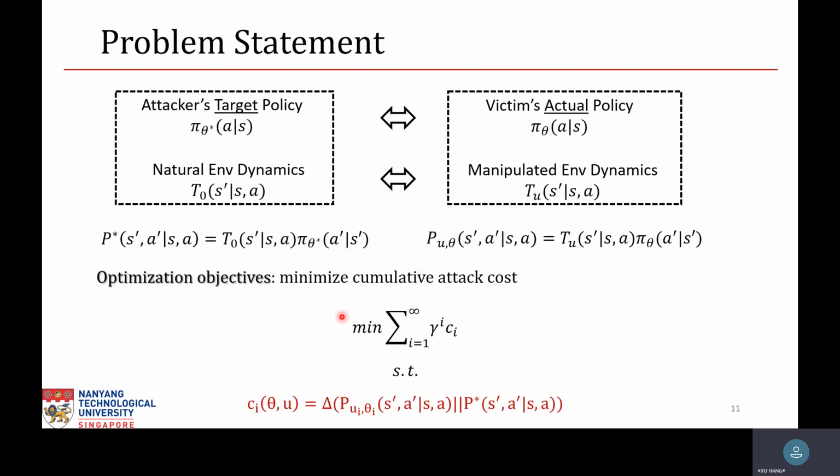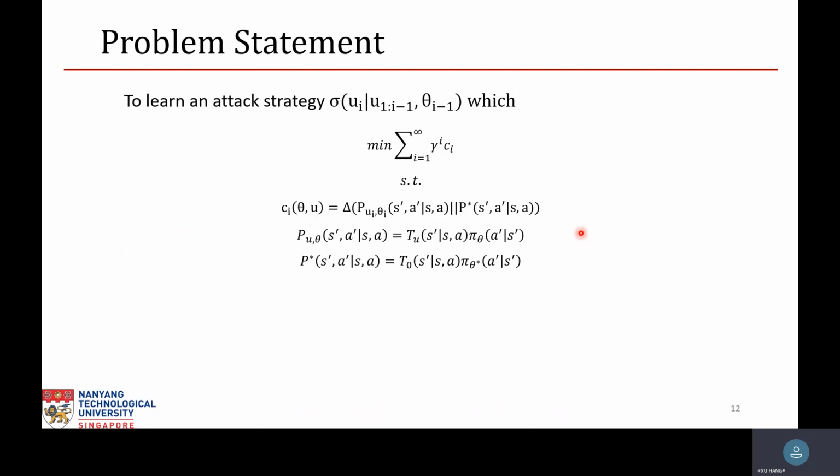So the optimization objective of the attacker is to minimize the cumulative attack cost, and this attack cost is defined as the deviation between the ideal stochastic process and the actual stochastic process. So in this problem, we want to learn the attack strategy, which is conditioned on the victim's policy and the momentary environment transition probabilities, and it wants to minimize the deviation between these two components.